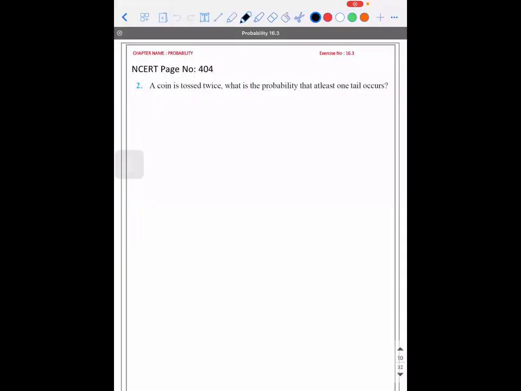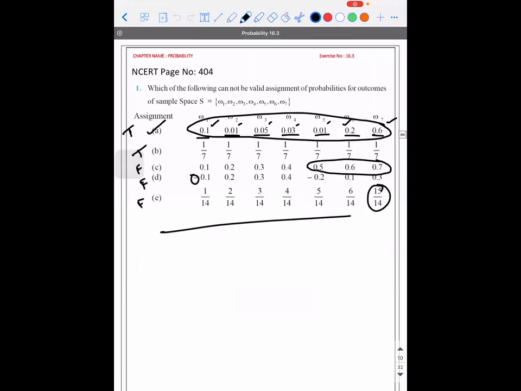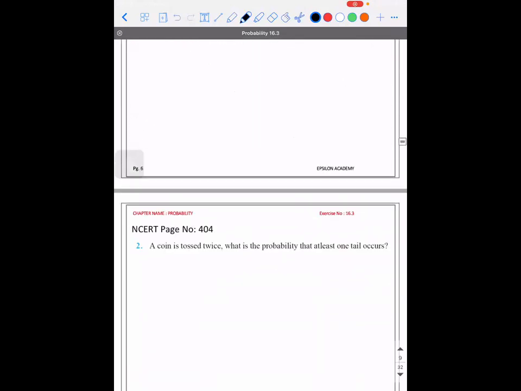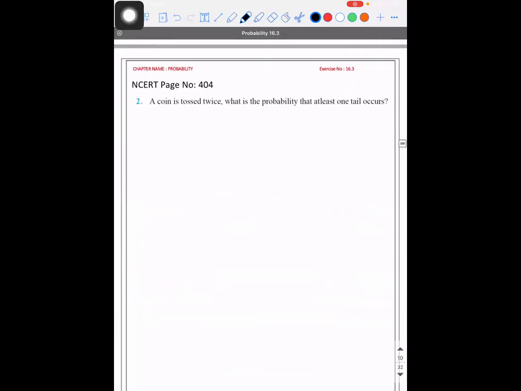Now see. So yesterday we started exercise 16.3, right? We solved the first problem. So let's solve from the second one onwards. There is a coin that is tossed twice. What is the probability that at least one tail occurs? So how to solve this? What is the sample space? Head, head, head, tail, tail, head, tail, tail. Right? So what is the probability that at least one tail occurs?